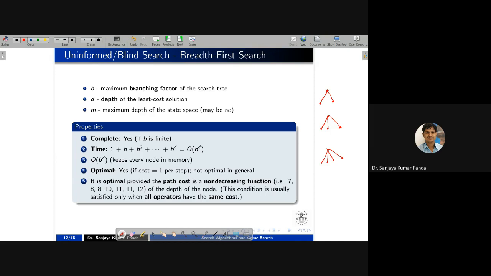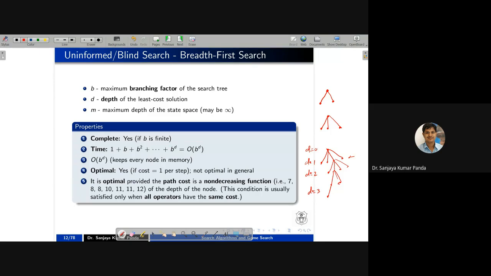Then you also have to know the depth of the least cost solution. Whether your solution lies in this particular depth, or you need to expand another depth, or another depth. So D represents the depth of the least cost solution. And M is the maximum depth of the state space. Suppose the maximum depth of the search space is, let's say, this level. This is D equal to 0, this is D equal to 1, D equal to 2, and this is D equal to 3.